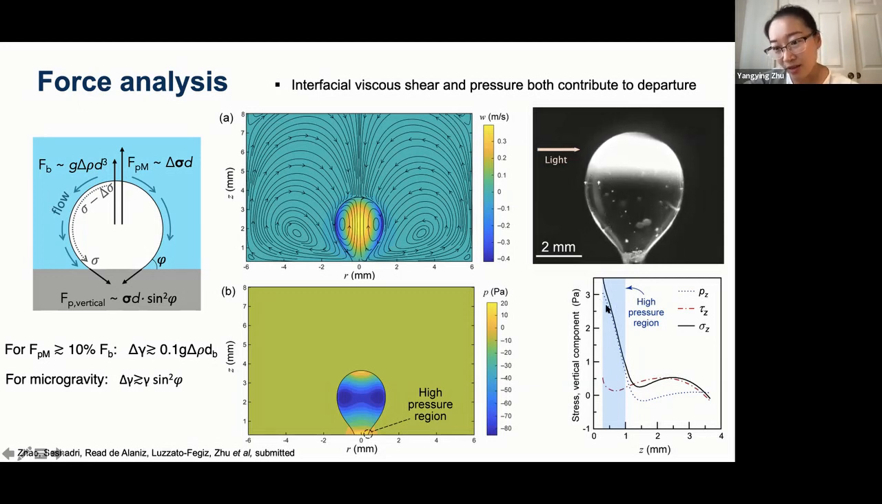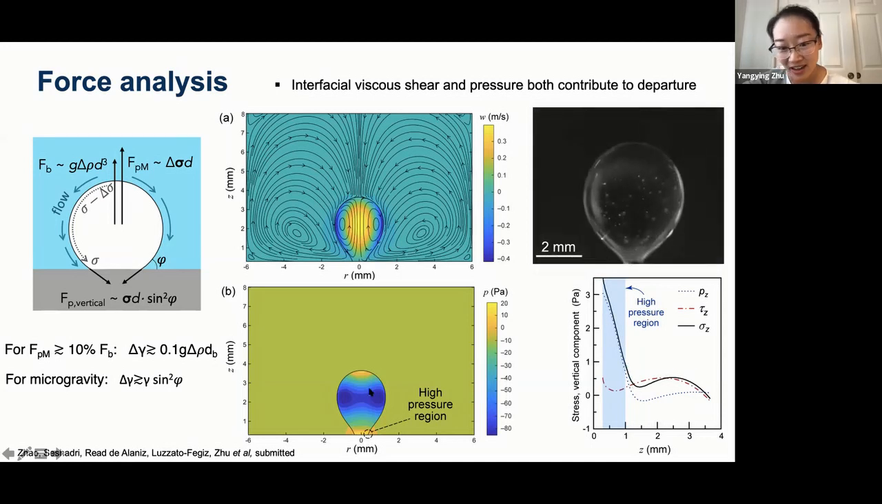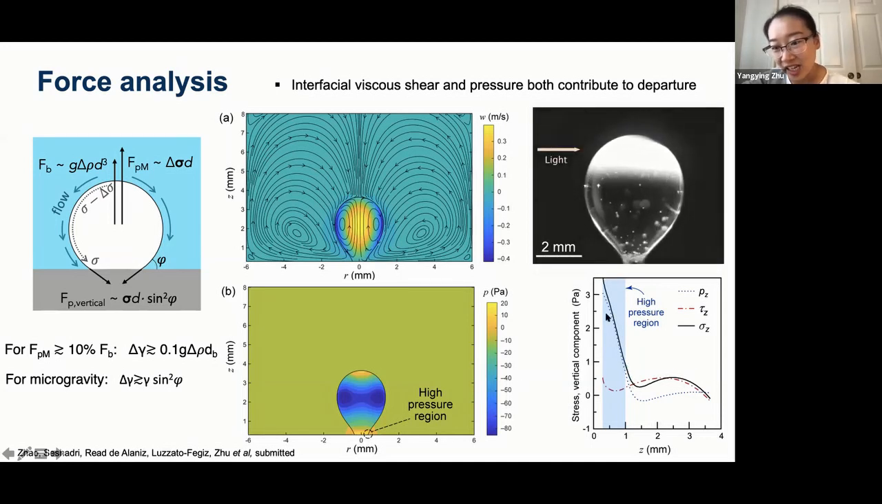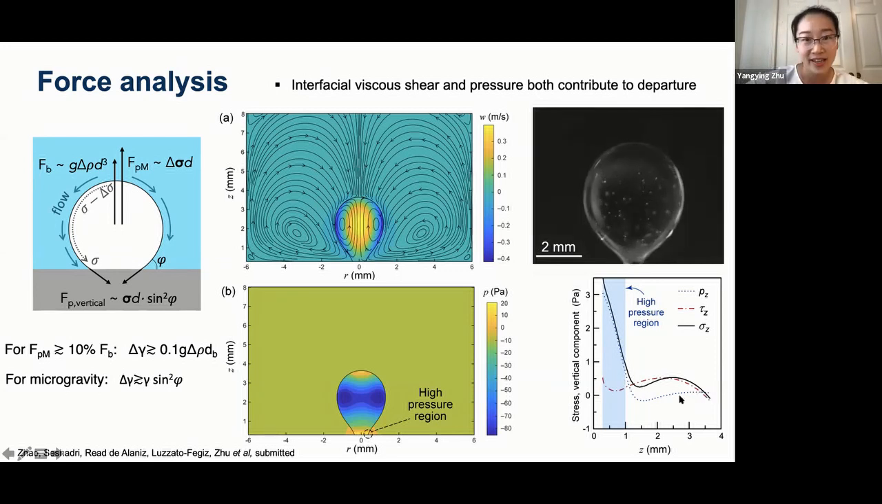So still the net direction of the pressure is upward. This other curve is the viscous shear. You can see that the viscous shear is almost always positive, which is pushing the droplet upward, departing the droplet. So the net force, as a function of the z-axis, is mostly positive and maybe a little bit negative at the end of the droplet.